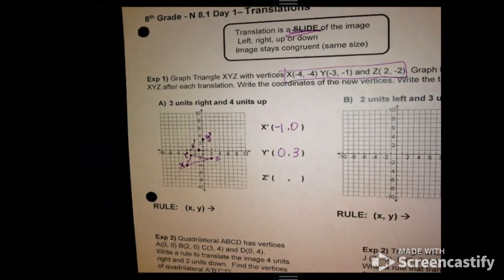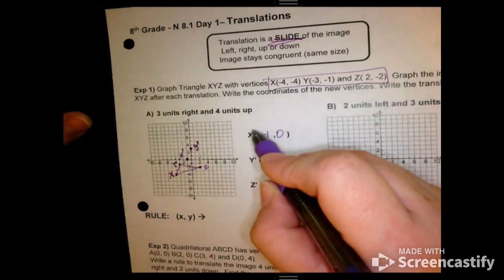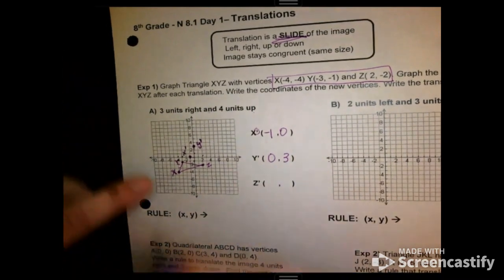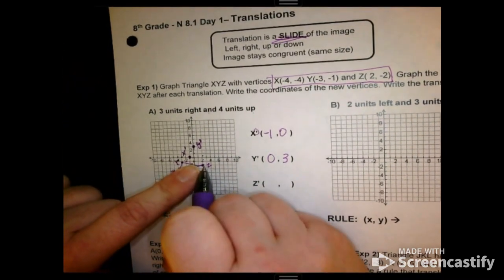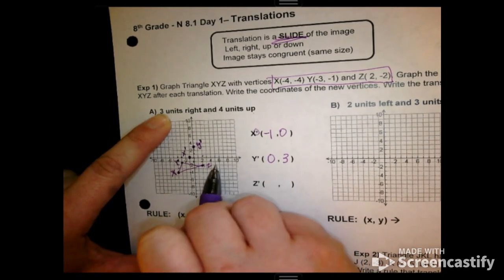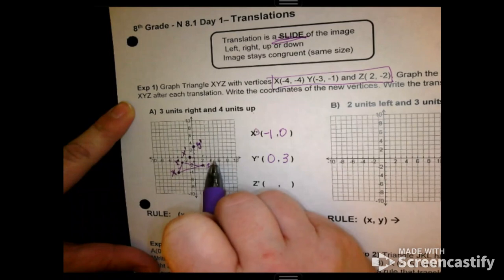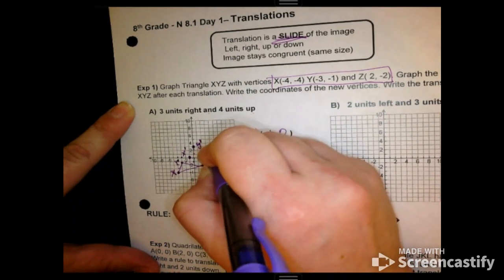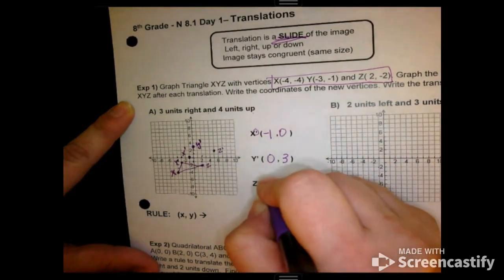I just started there. It doesn't matter. That's the apostrophe for prime. Okay, so Z, we go 3 units right. 1, 2, 3. 4 units up. 1, 2, 3, 4. And that is Z prime. And it is (5, 2).